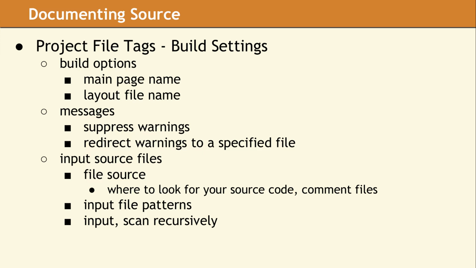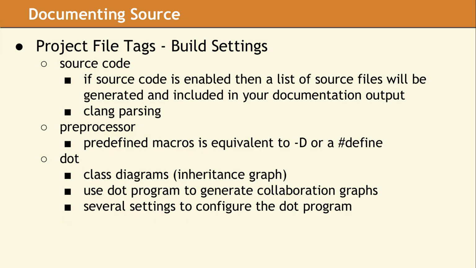There are also tags which are used to set the location of your input source files, and another one to specify recursively searching folders for these files. There are other tags which can be used to specifically exclude a folder, a single file, or files with a particular extension. If you enable the source code tag, then your source will be included in the documentation output.